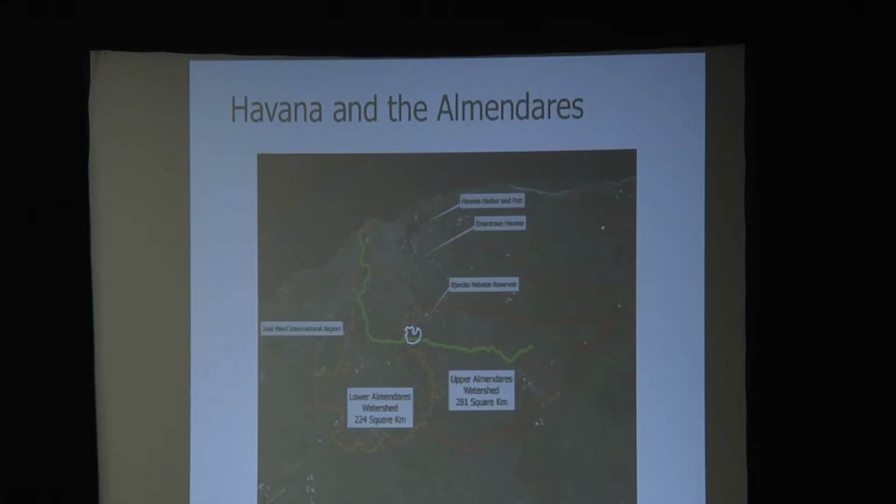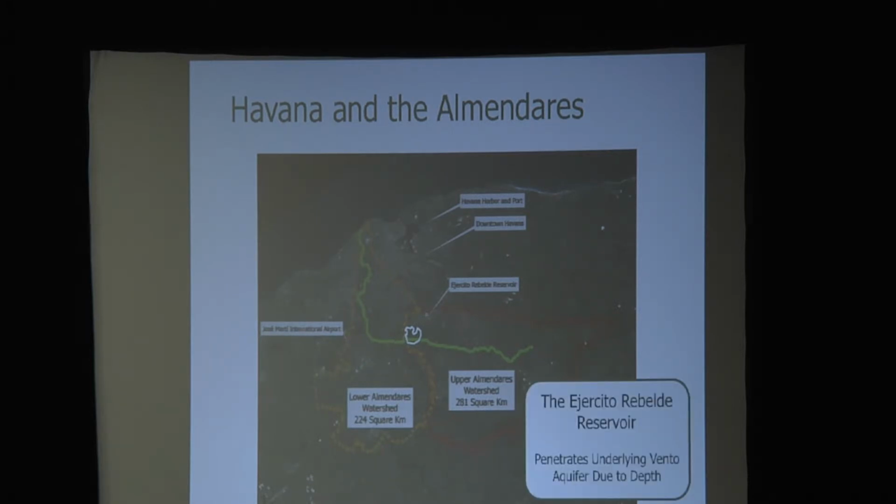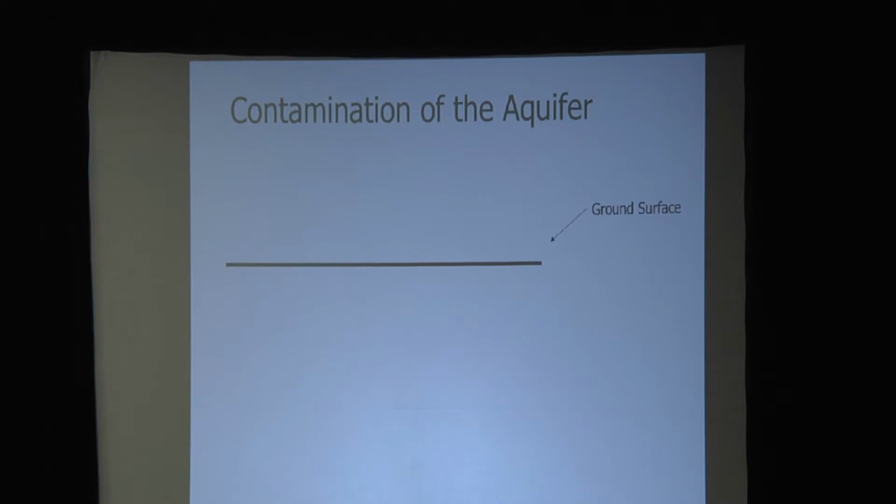You'll notice we divided it into two regions, one which is outlined in orange and the other in red. That is the lower and upper Almendares watersheds, respectively, and they're separated by that white feature, which is the Ejército Rebelde Reservoir. And that feature is important because it cuts into the underlying aquifer due to its depth. And what that means in a more physical, hands-on perspective, we're going to go into a brief hydrology lesson here.